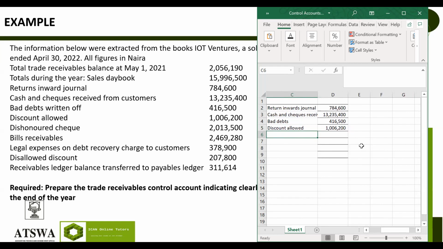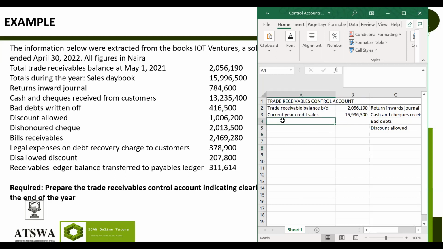What about dishonored check? Will it be under the credit side or debit side? Dishonored check will be under the debit side, because we have removed it from what they paid us before. We found out that the bank did not pay. So it will increase how much they were owing us.